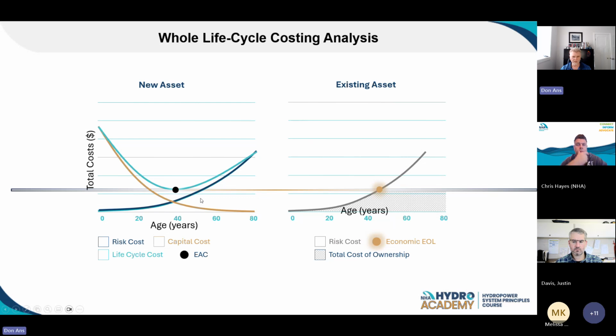I have seen this done for generator stators, turbines, generator breakers, a lot of the bigger assets that people have looked at. And there's a lot more work going on with a lot of different utilities for developing these whole life cost models. Now, one thing you noted when I went through the risk costs is one of the questions you're going to ask me: well, how do I know what the risk costs are for those assets?